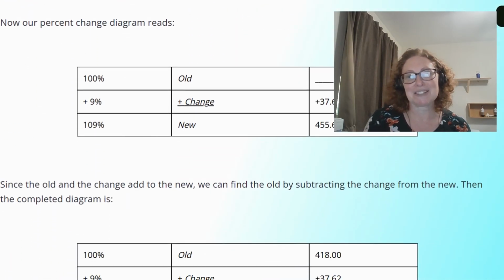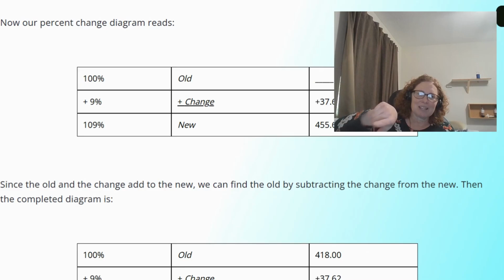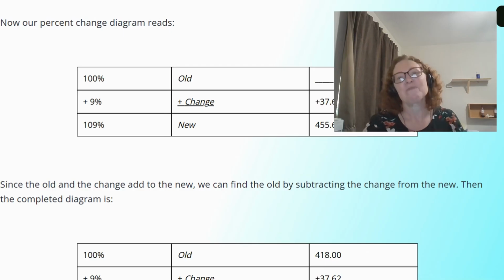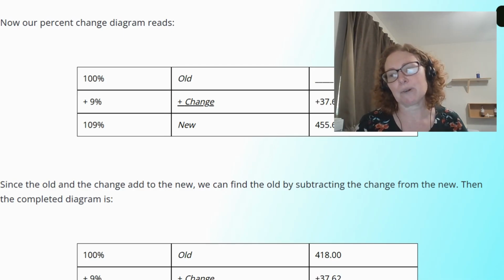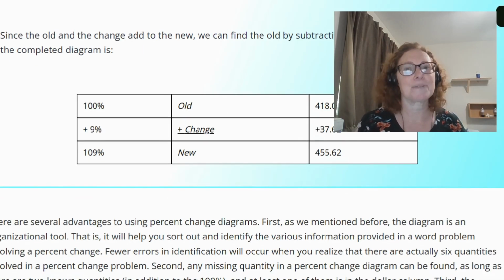So then we have this number in there. So now we only have one number left. So we want to know what the 100% would be. So because we're going from the other end, we have to subtract it, because the number that we started out, the 100%, was smaller. So the old, because we're adding the change, we would subtract, and we would get $418.